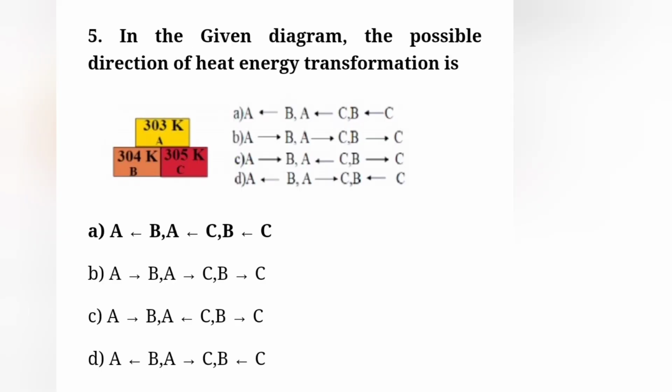Fifth one, in the given diagram, the possible direction of heat energy transformation is option A. Answer A, then A B A, C B C.